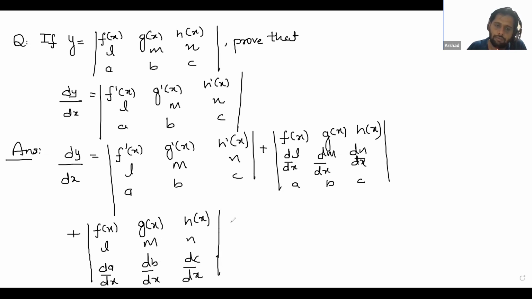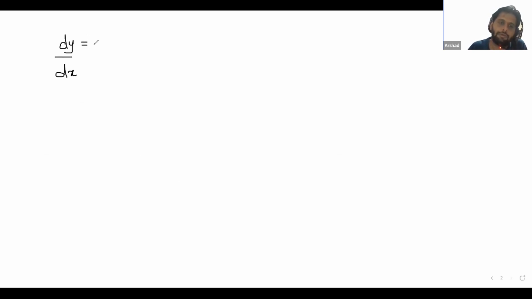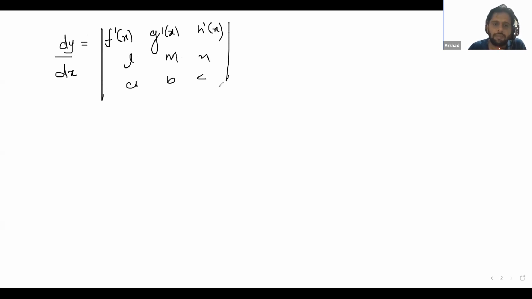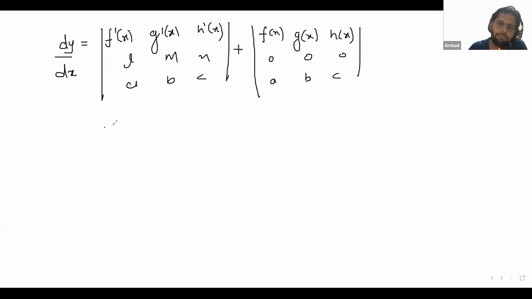Now this implies, we will do the next slide. dy/dx is equal to f'(x), g'(x), h'(x), then l, m, n, a, b, and c, plus f(x), g(x), h(x) will remain as it is. Now the derivative of this is zero because l, m, n are constants. And then we have a third determinant where the first row will remain as it is, f(x), g(x), h(x). Here we have l, m, and n, and the last row will be zero.